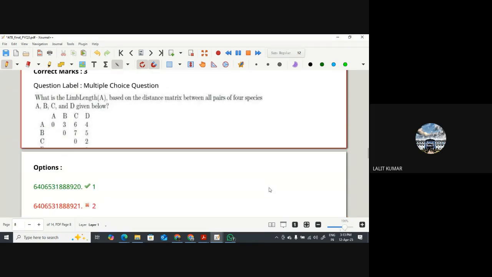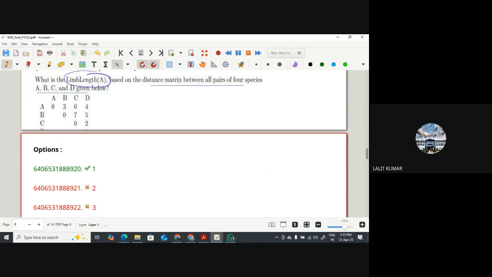Now we come to this question. What is the limb length based on the distance matrix between all pairs of 4 species A, B, C, and D? And we have to find the limb length of A. So how do we find the limb length of A? Even if we forget the formula, what do you do? You make the limb of A like this, A, and give a point at this X. Now we know that your structure will be something like this. So here either B or C or D can come. Here B, C, D can come. Here B, C, D can come. And write this as X and write it as Y.